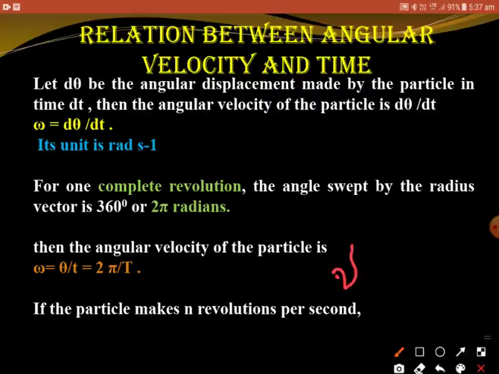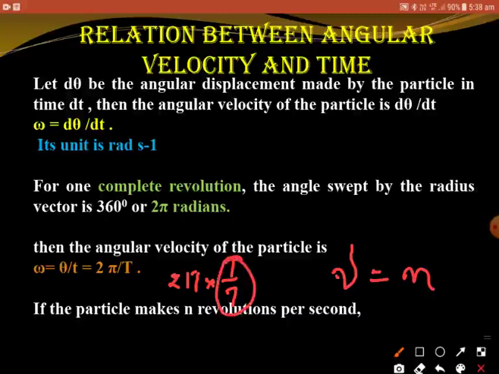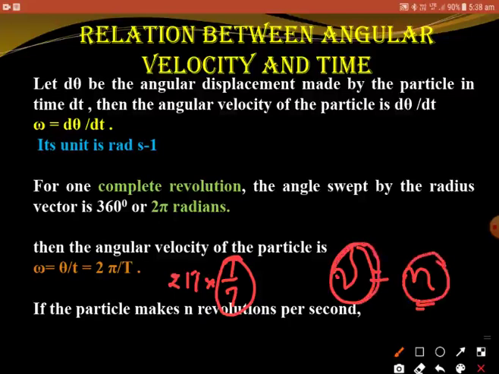Frequency nu will be n per second, meaning n, the number of complete revolutions per second. So omega is twice pi into 1 by t. You can use either nu or n, as it is the number of rotations per second. This n is nothing but the frequency, so you can replace 1 by t by nu, and then your omega will be twice pi nu.